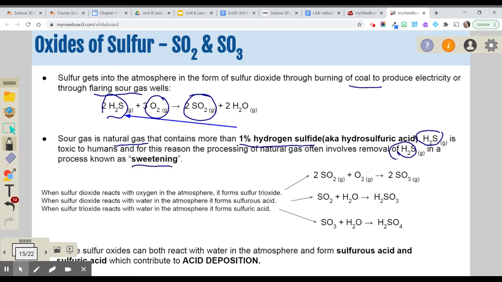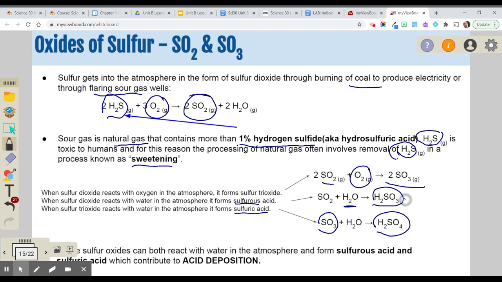All right. Now, if you release these different oxides, these sulfur oxides, into the atmosphere, you can have sulfur dioxide reacting with oxygen to form sulfur trioxide. So there's 3 oxygens there. This sulfur dioxide can also react with the water that's in the atmosphere already and form sulfurous acid. And the sulfur trioxide can form sulfuric acid.